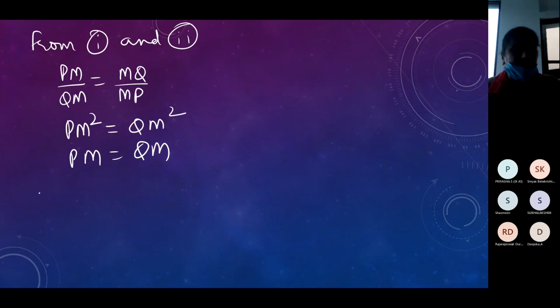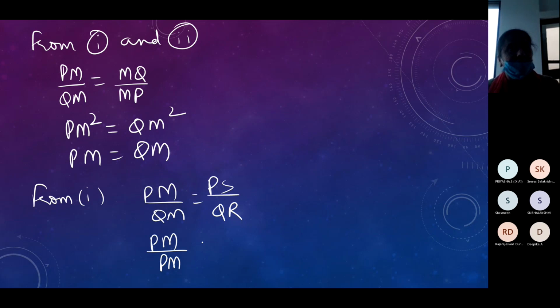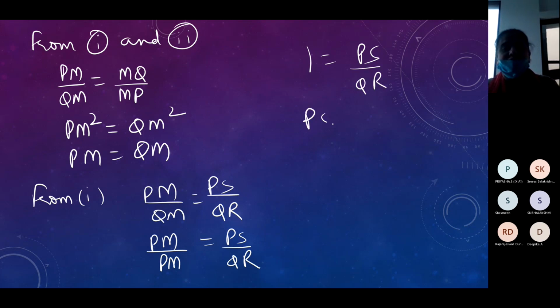So from 1, what do you have? PM by QM is equal to PS by QR. But PM is equal to QM, right? They're equal. So that means you can write PM by PM is equal to PS by QR. So 1 is equal to PS by QR. So PS is equal to QR.